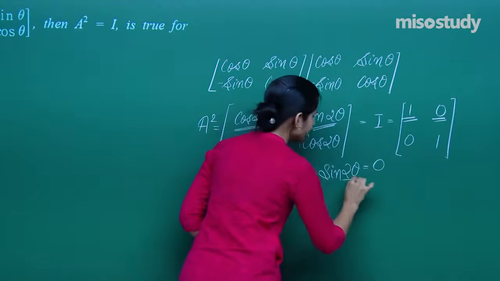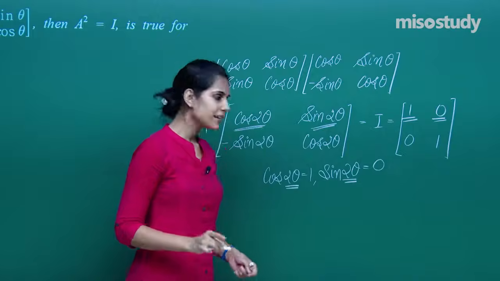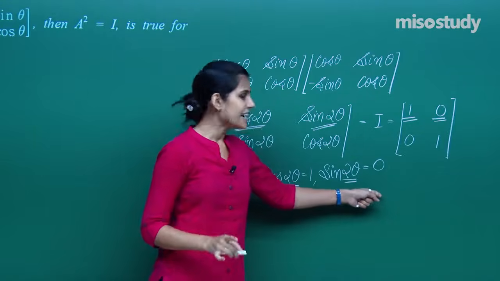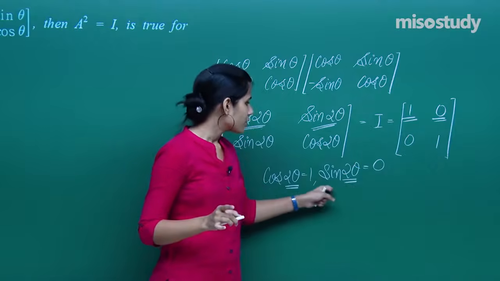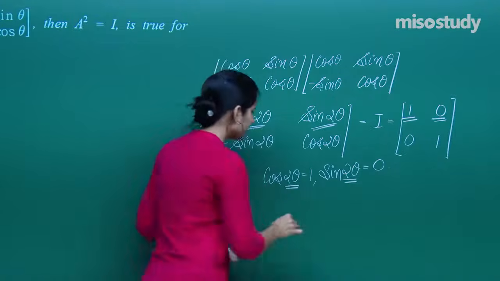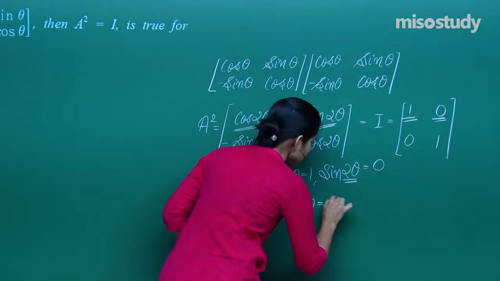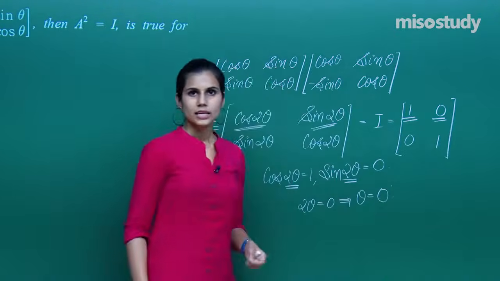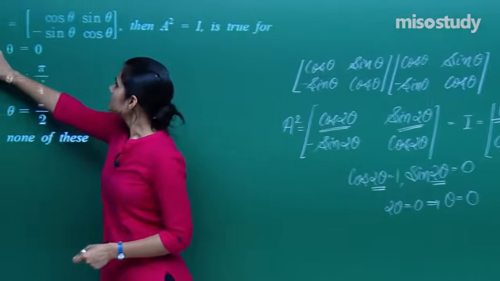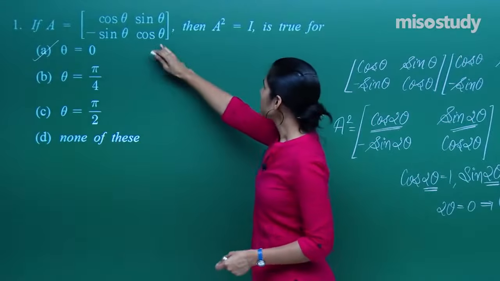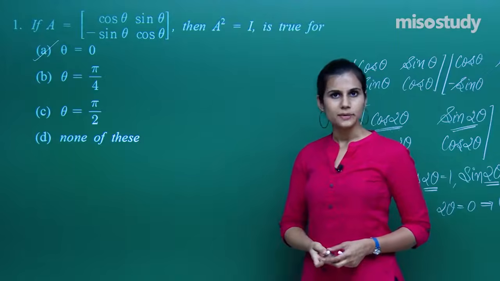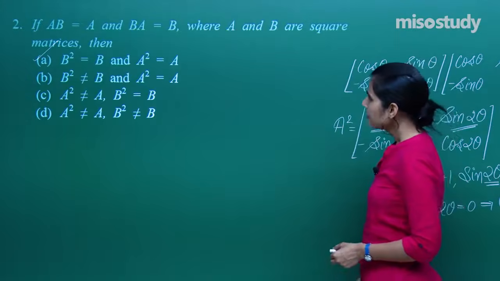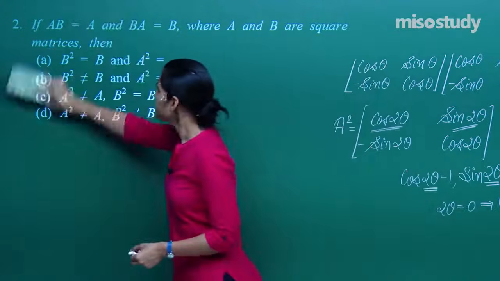Now what is that angle? That same angle at which cos is 1 but sin is 0. You know that angle is only one angle which is 0 because sin 0 is 0 and cos 0 is 1. So you get 2 theta is 0, which is theta is 0 degrees. It is for theta equals 0 that this matrix A, when you square, you get identity matrix. Cool?